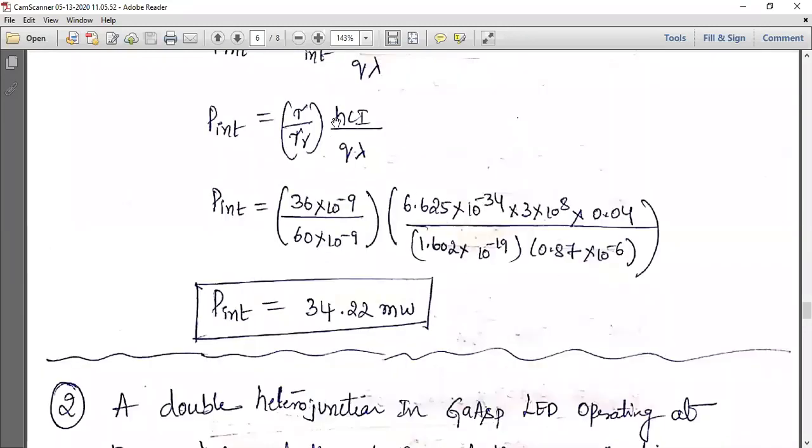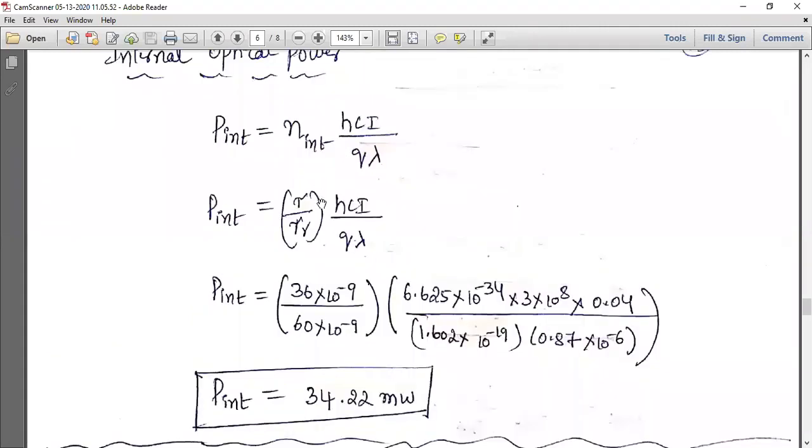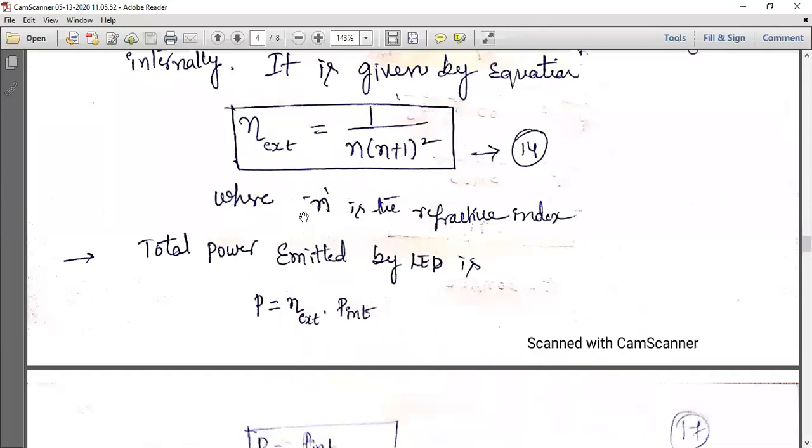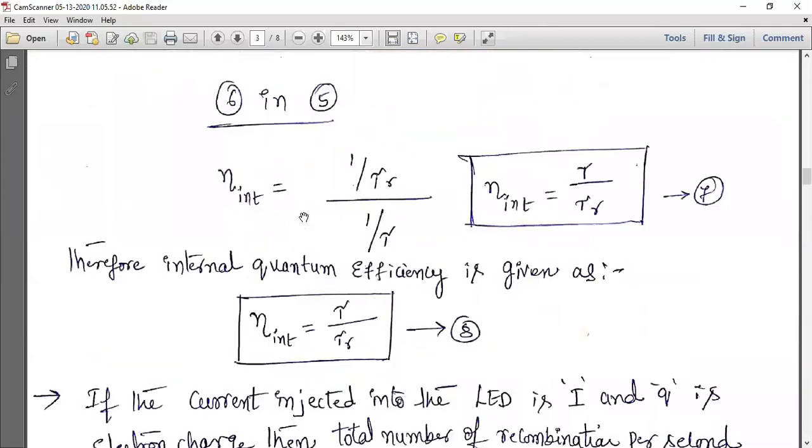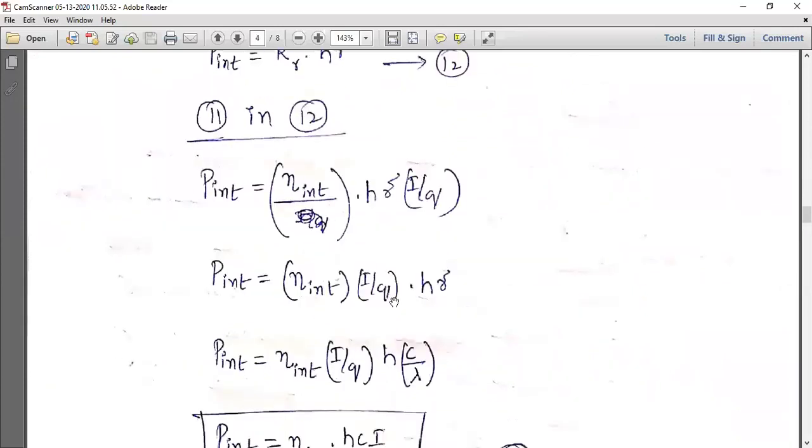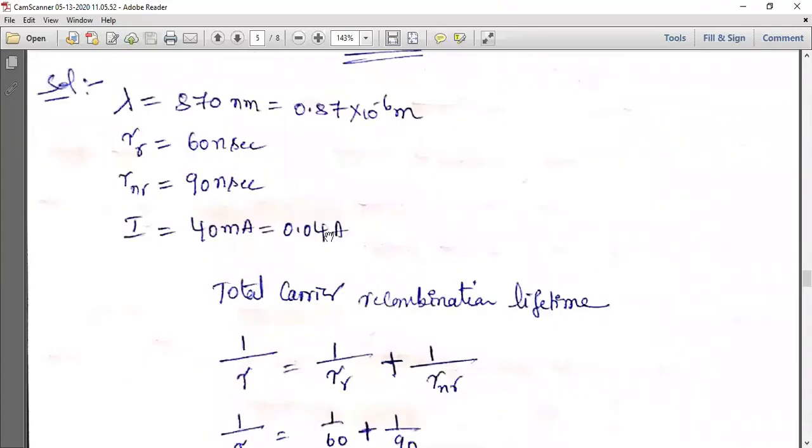So you replace that. In the case of internal efficiency, eta internal is also given by tau by tau R, because we don't know R_R and R_NR in this case. So this is written in terms of tau by tau R. This is our derivation, what we have derived earlier. So we have derived it here somewhere. Yes, we have derived this one. So I am replacing tau. Now I have replaced that.